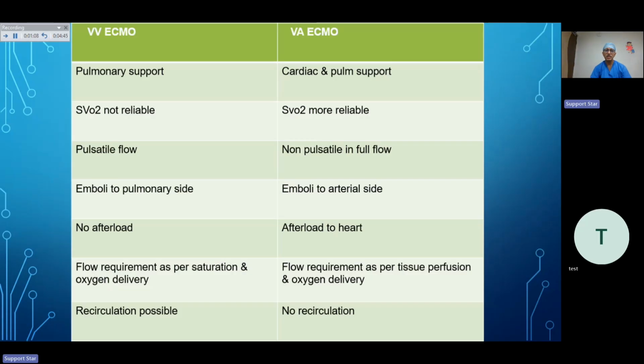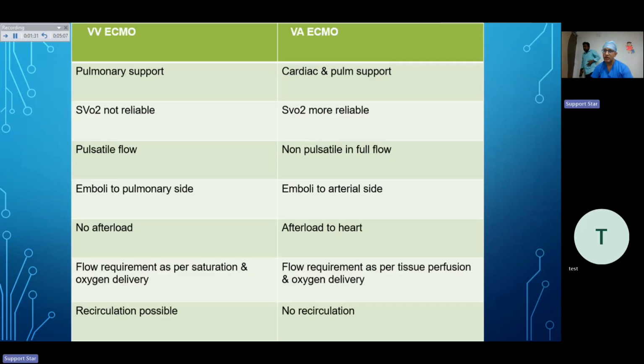In VV ECMO, because it's going back to the vein, there is no afterload. Whereas in VA ECMO, there is a significant afterload to the heart. And so there is also a resistance from the artery. So we have to ensure that there is no afterload, otherwise it will not flow. Again, this afterload also can cause more resistance to the heart.